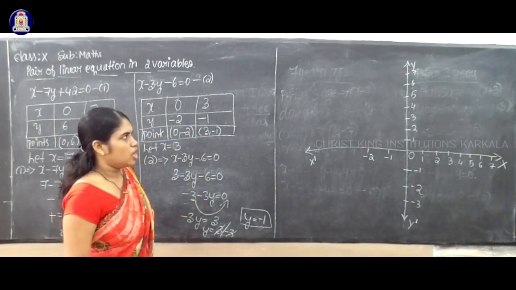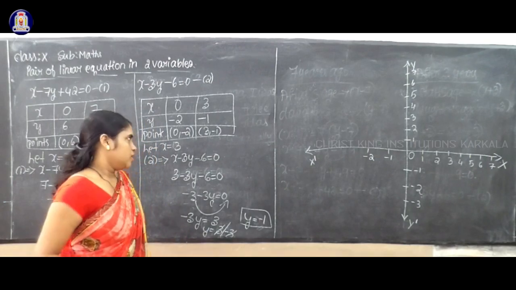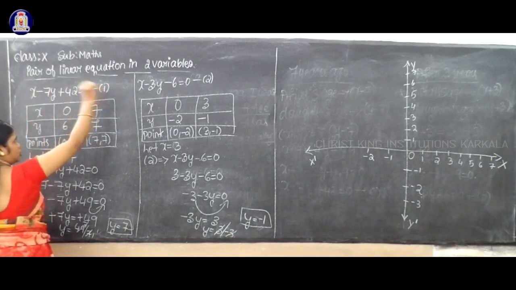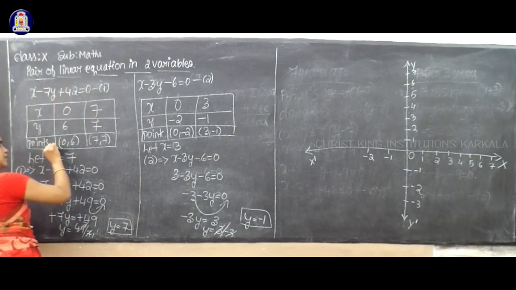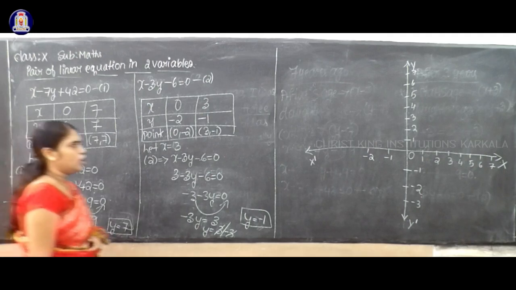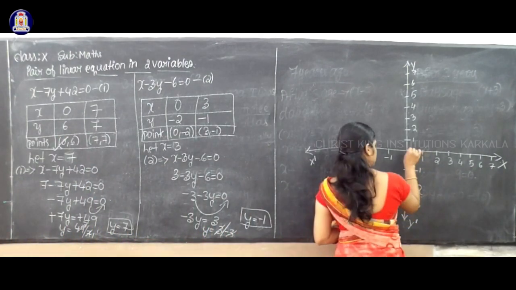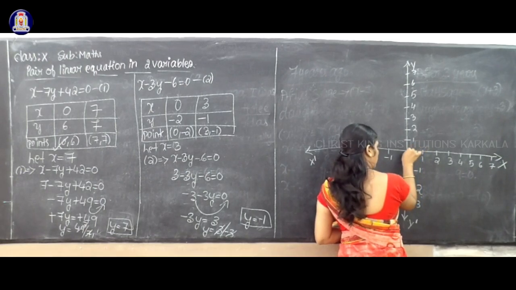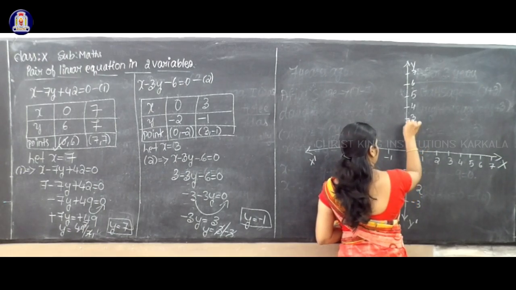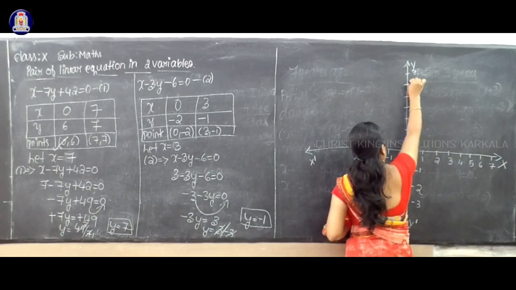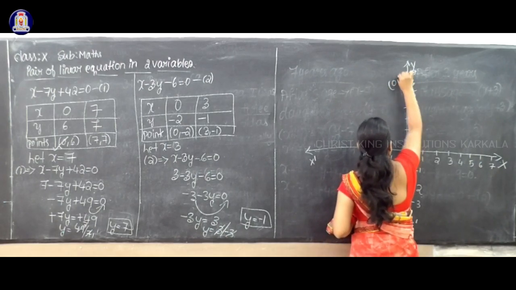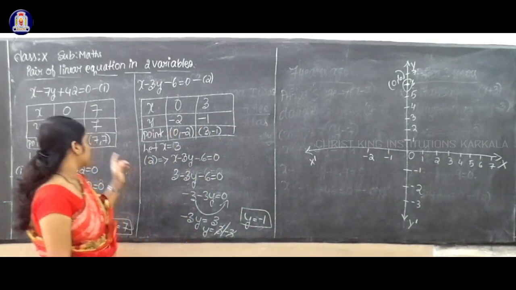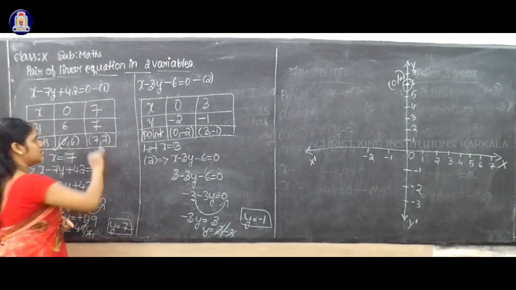Okay. So now we plot the points. First we draw equation number 1. What is the first point? 0, 6. Where is your 0? Yes, this is your 0. 0, 6 on the y-axis. So what is the coordinate of this point? 0, 6. Next, second point 7, 7.